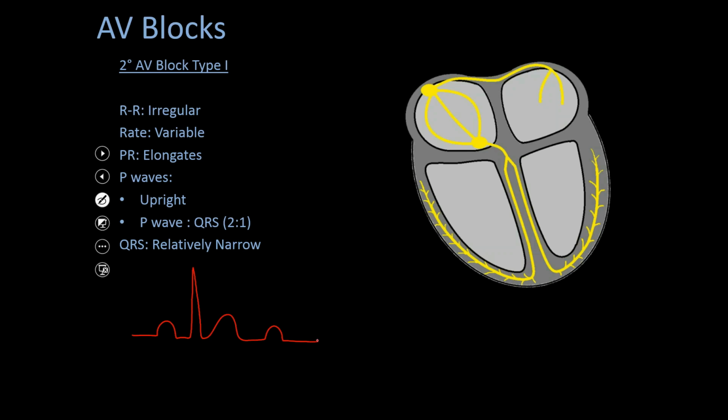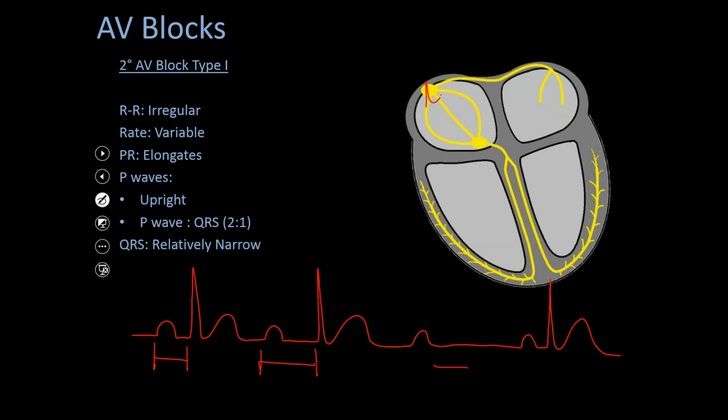So it's getting longer. And then the conduction is completely blocked through the AV node. And the process starts all over again. So you can see how the PR got longer, longer, and then one impulse is completely blocked.